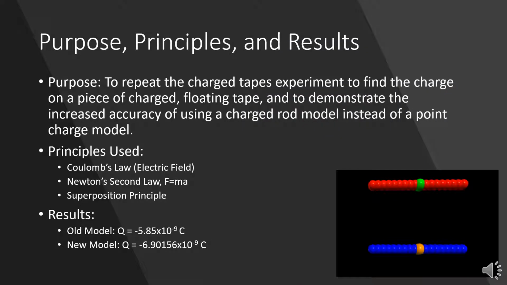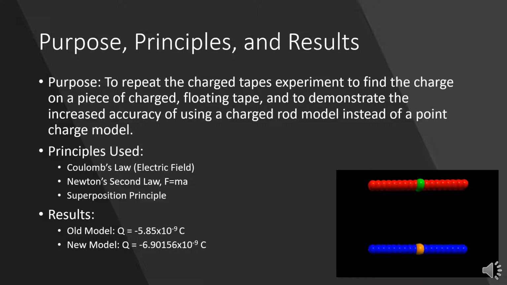The overall purpose of this experiment was to again find the charge on a charged piece of floating tape, but to do so using a computational model that modeled the tapes as evenly charged lines instead of point charges. A general difference between the two models is shown here, with the green and orange being the last lab's models and the blue and red being the models used for this lab. The principles used in this lab can be seen here as well.